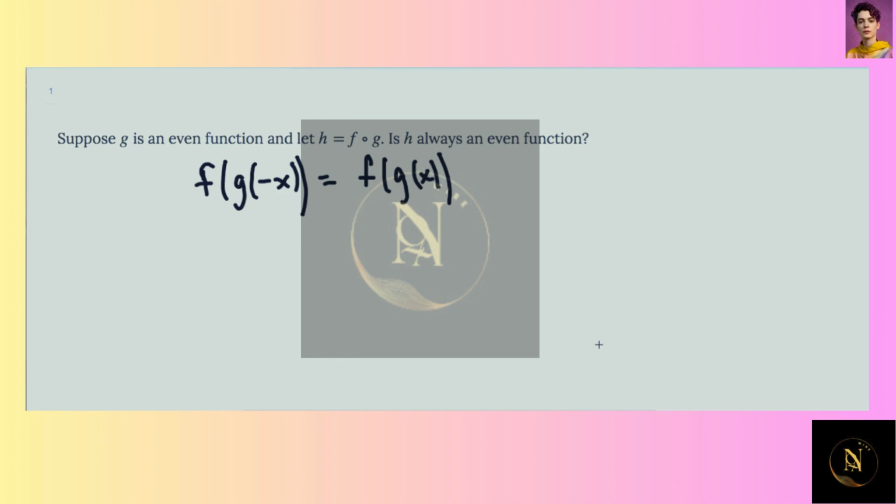Okay, so suppose G is even and let H equal F composed with G. The question is, is H always an even function? Okay, so I just wrote down a simple definition. I'm trying to say if H of negative x is H of x, then we have an even function, or if it equals minus H of x, we have an odd function.